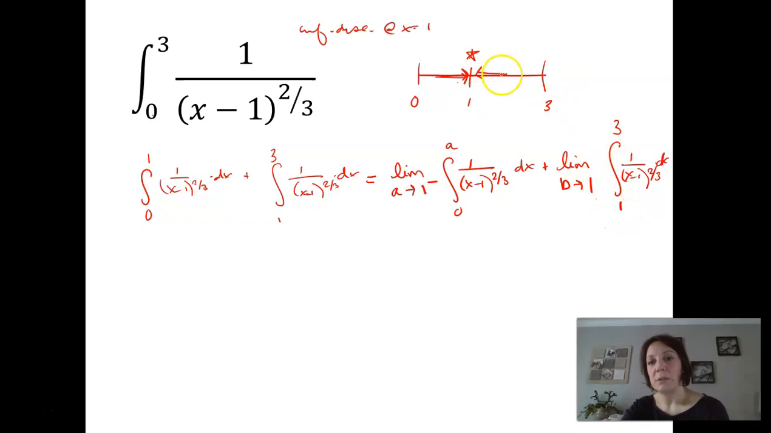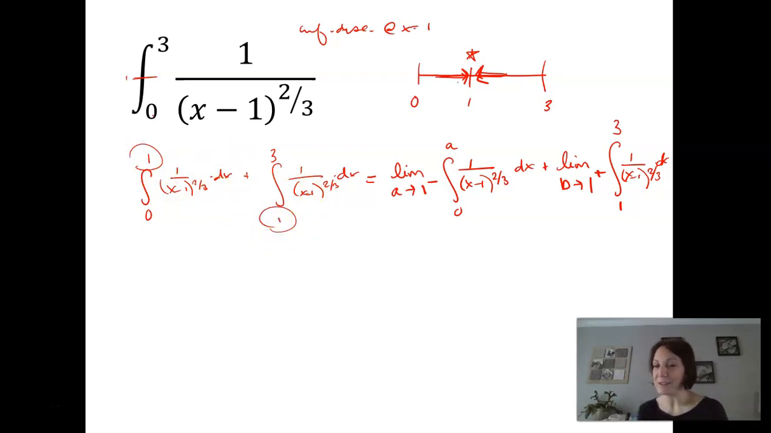Again, I'm going from 1 to 3. I'm approaching from this side, so now I'm approaching from the positive side. Okay, so I've got my setup here, right? I took my integral that had an infinite discontinuity at 1 and broke it into 2 chunks so that my infinite discontinuity now is at an endpoint.